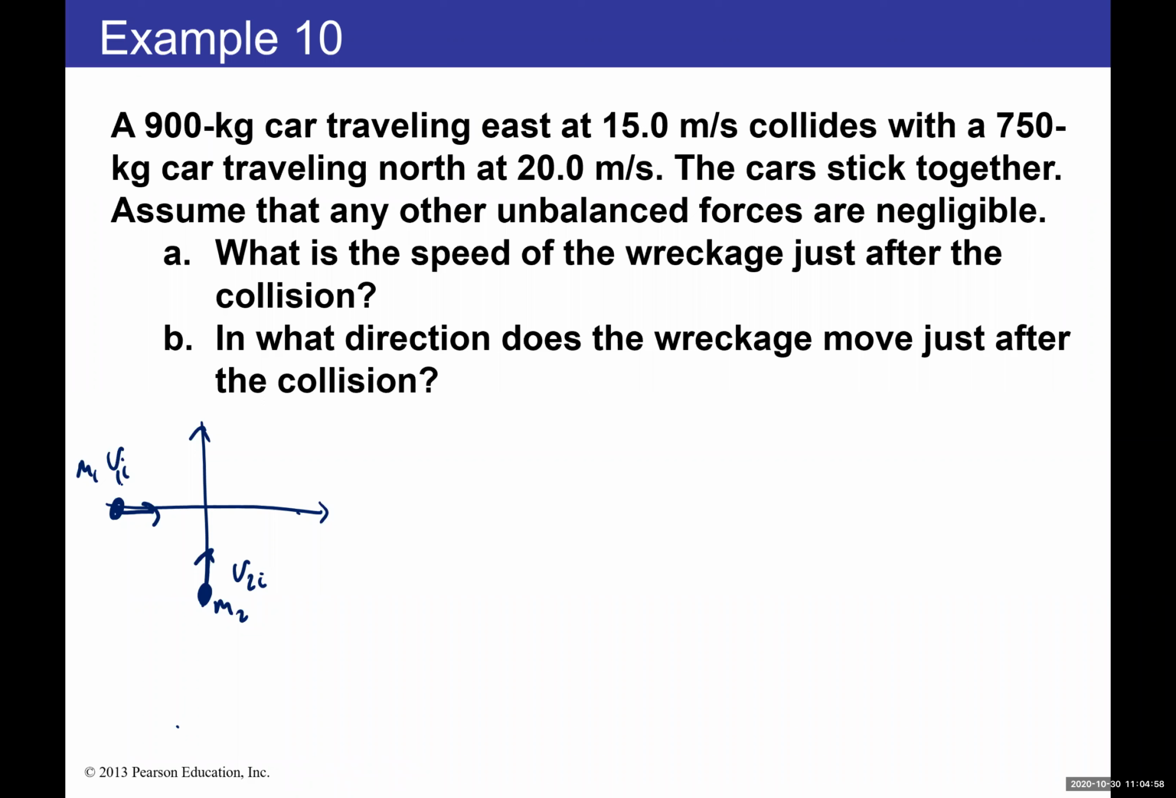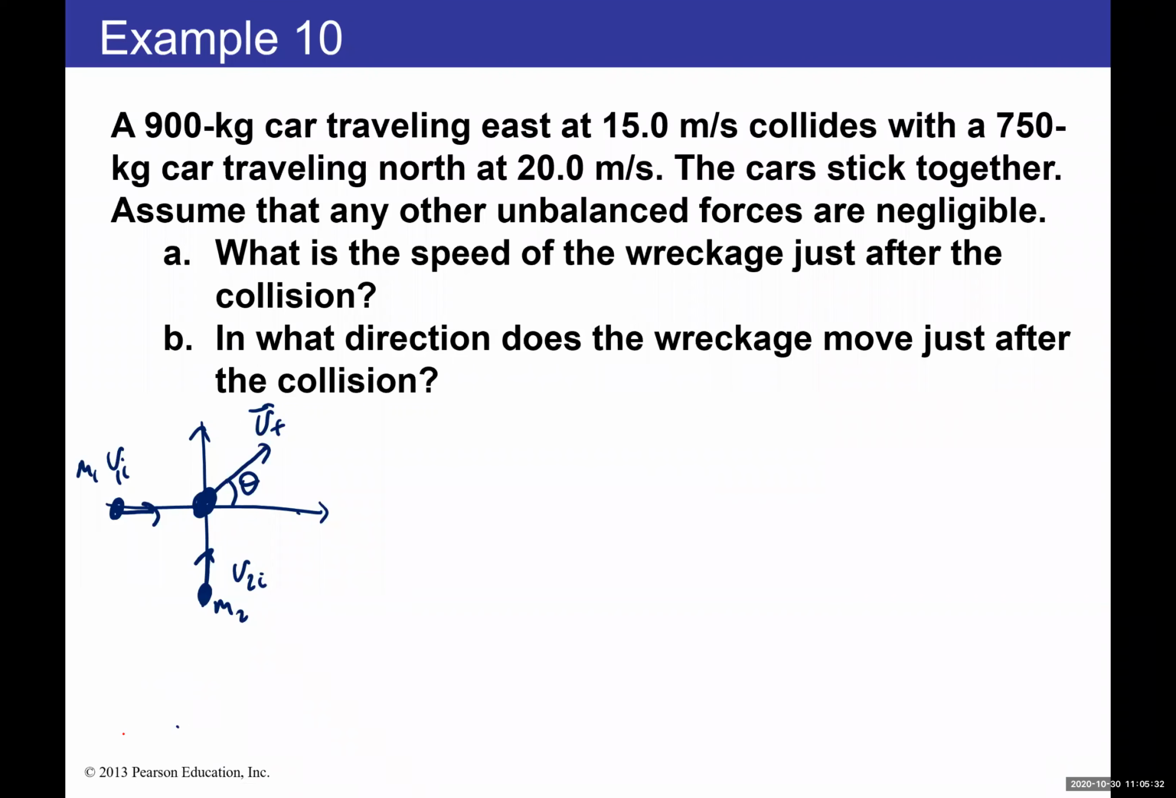The cars stick together after the collision. And we can assume that they collide here, at the origin, and they stick together. Assume that any other unbalanced forces are negligible. What is the speed of the wreckage just after the collision? And in what direction does the wreckage move just after the collision? Because we know that, after they collide, they're probably going to move with some final velocity like that, and with some angle theta. And that's what we want to find. That means our goal would be to get that.